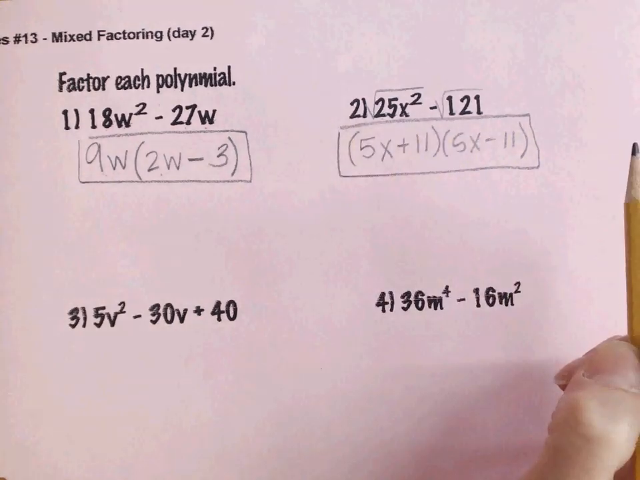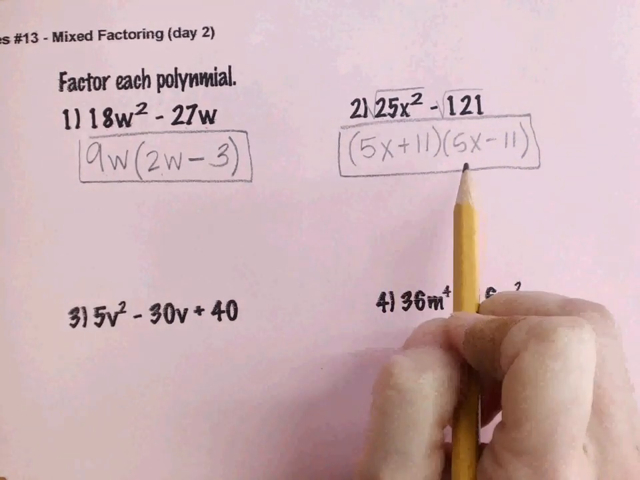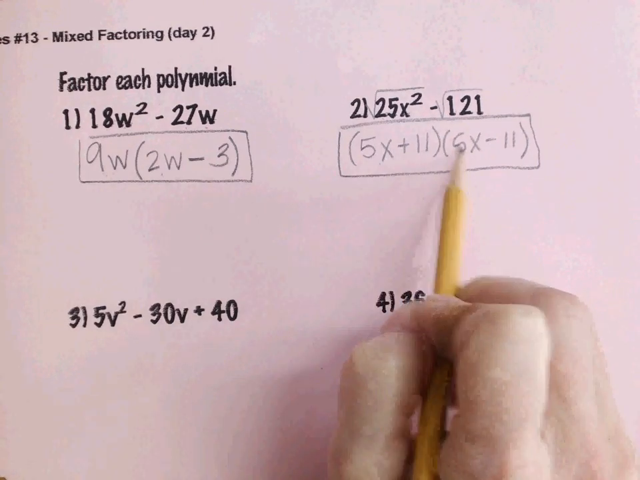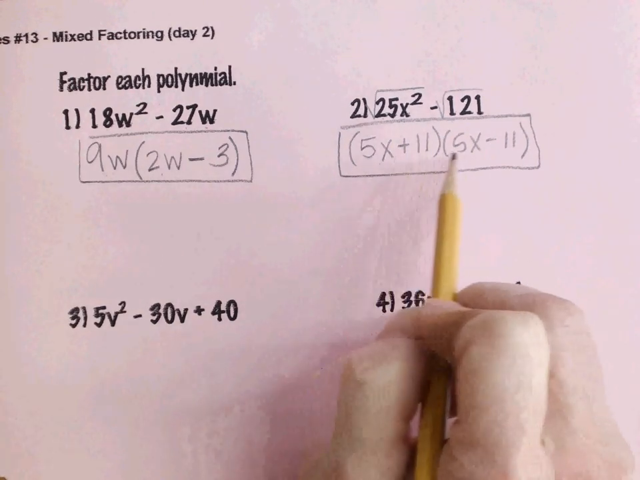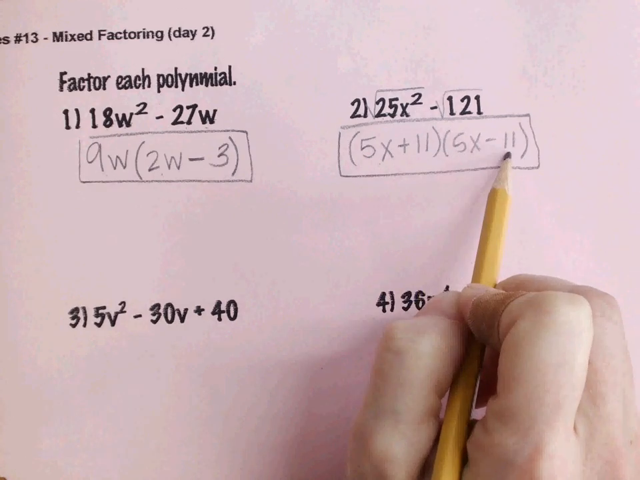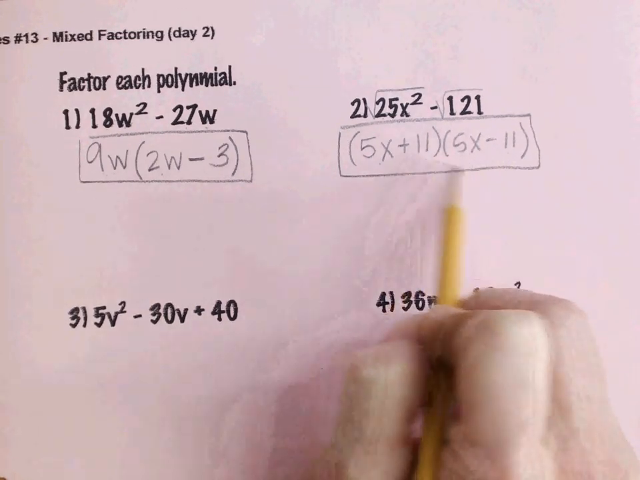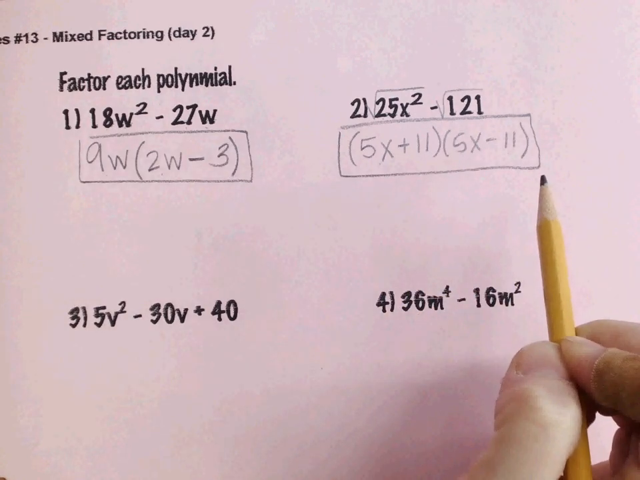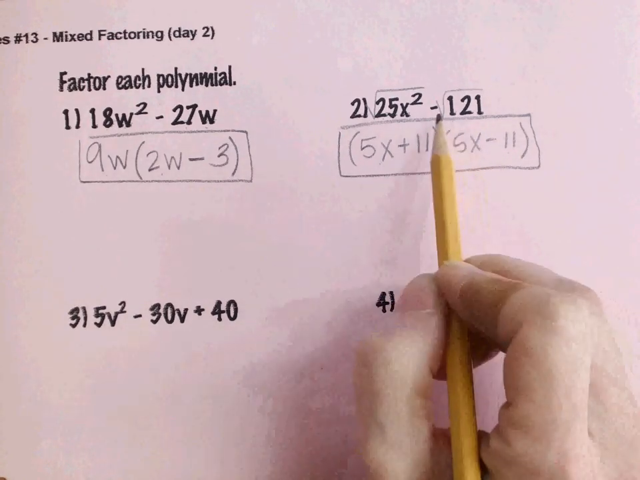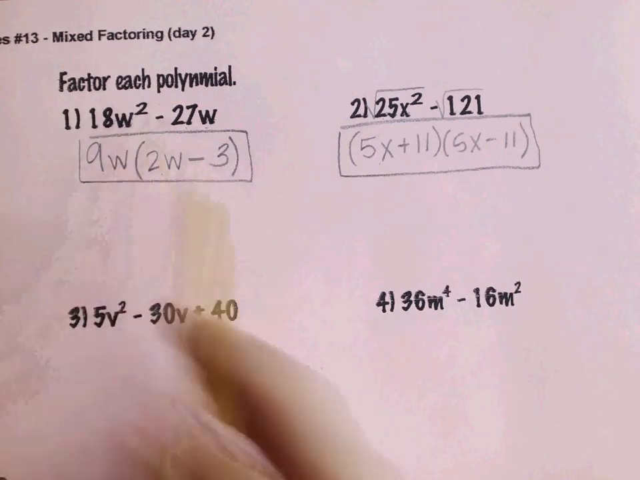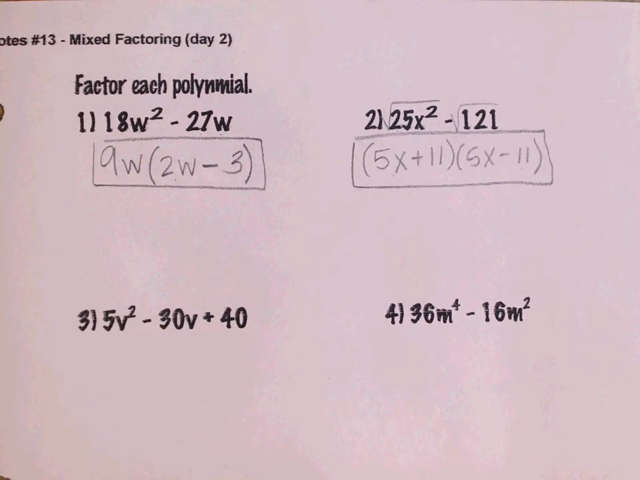Remember, the way that you can always check your answer is to remultiply. So 5x times 5x is 25x squared. 5x times negative 11 is a negative 55x. 11 times 5x is 55x. And then I get negative 121. When I simplify, I do get my final answer. So again, always remultiply. You should come up with that original problem.